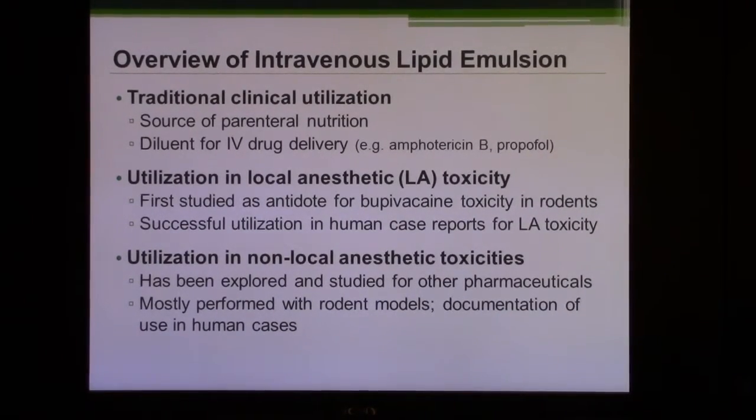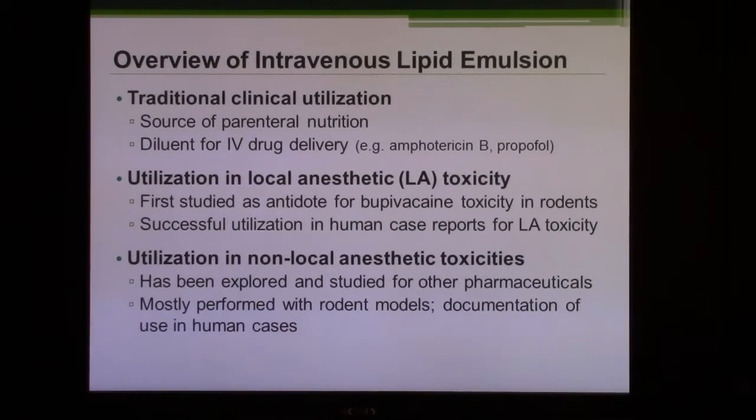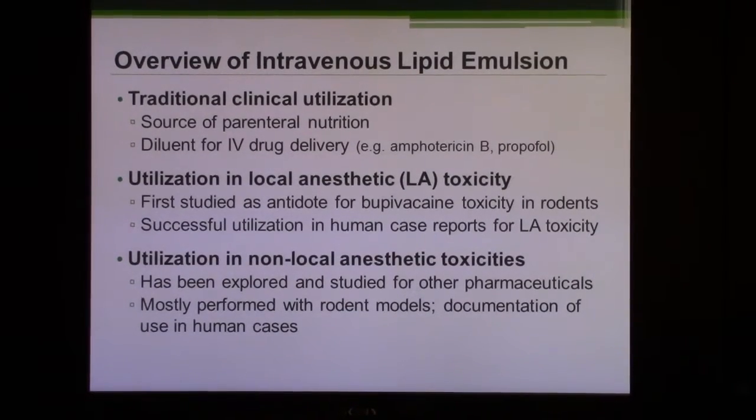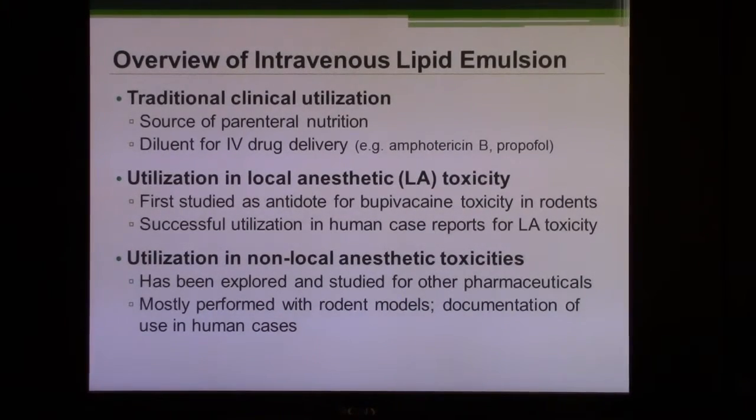So first off, this is an overview of intravenous lipid emulsion. Traditionally, it has been used as a source for parenteral nutrition. It's also used as a diluent for IV drug delivery of highly lipophilic drugs such as amphotericin B and propofol. Currently, it has been explored as an antidote for local anesthetic toxicity, and it was first studied as an antidote for bupivacaine, especially in rodent models. It has been successfully utilized and documented in several human case reports.